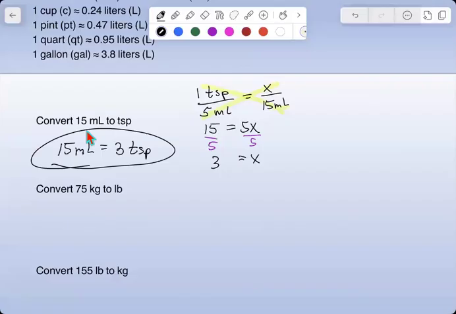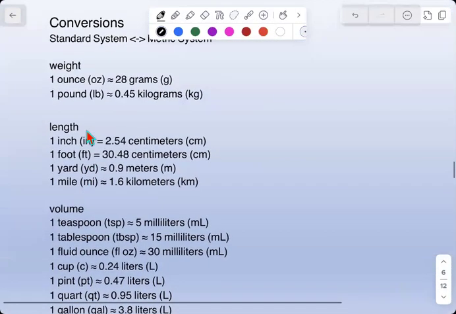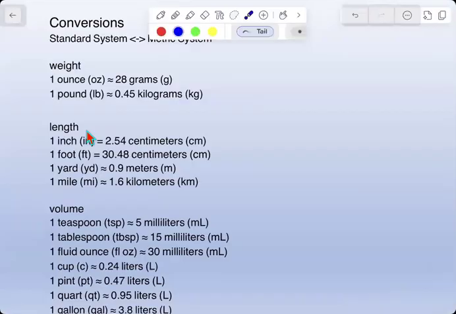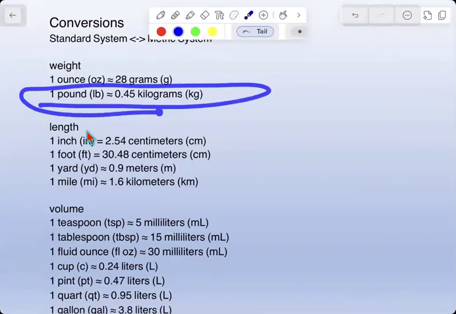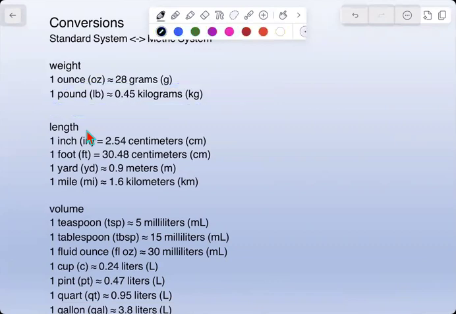Now let's take a look at converting 75 kilograms to pounds. This is a perfect one: if you go on the internet and ask what the conversion rate between kilograms and pounds is, it usually says that 1 kilogram is 2.2 pounds. But in the nursing field, they don't necessarily always use that. Use what's on the conversion sheet. Right here, 1 pound is approximately 0.45 kilograms. So that's what we're going to use.